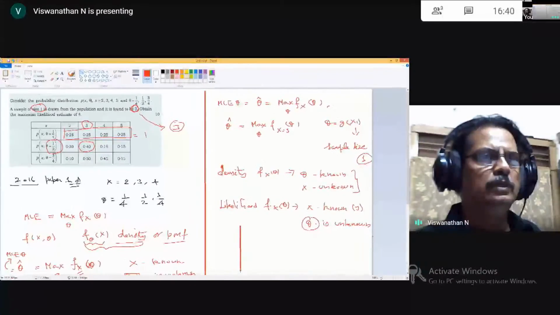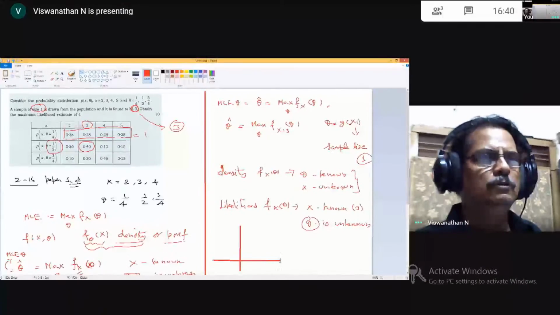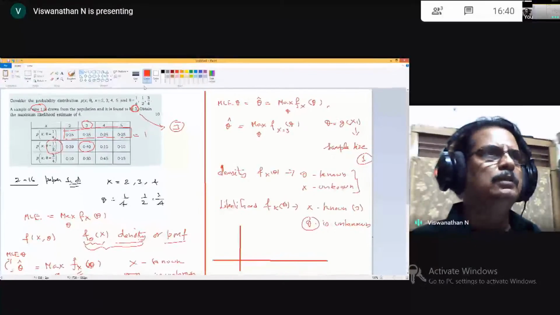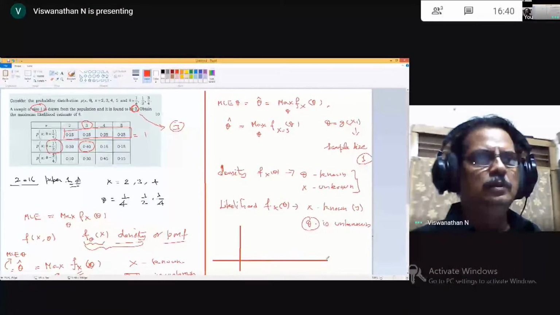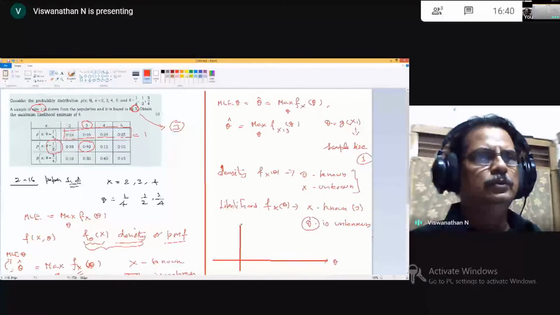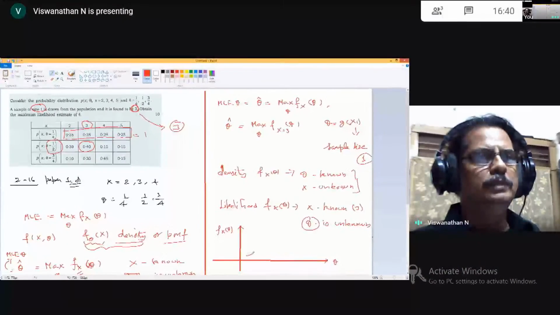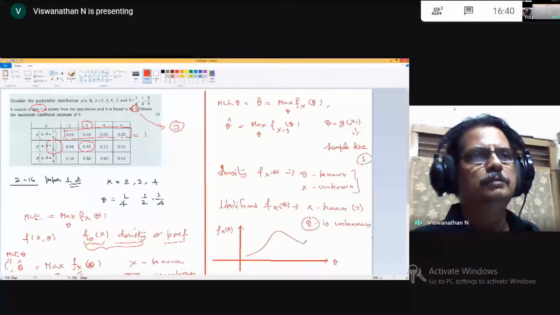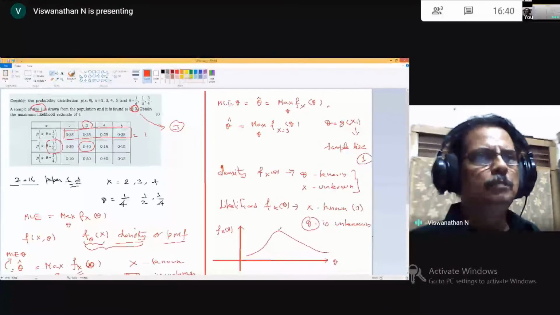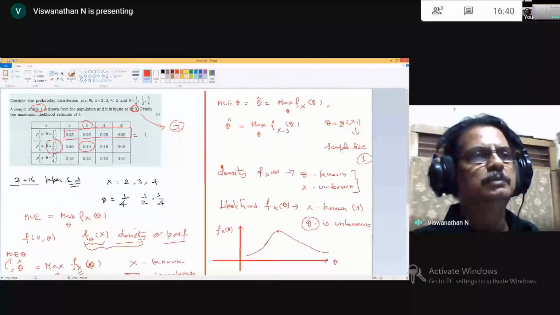Okay, so you have the x-axis and y-axis, and this is your theta, which takes a value. Here we have f of x, theta. It is something like this. It may rise to a certain point and then start decreasing. So this is the point at which the maximum is attained.